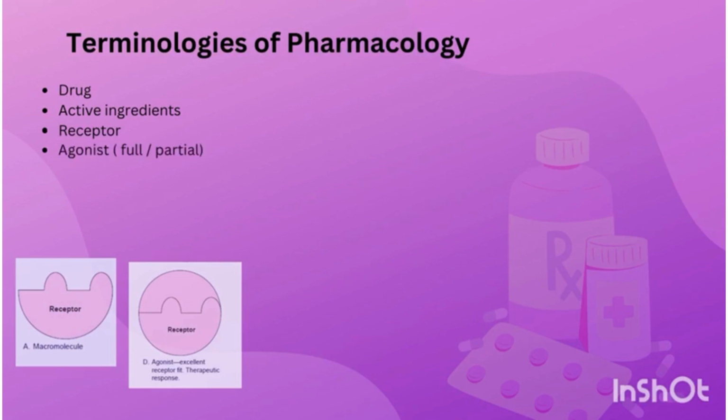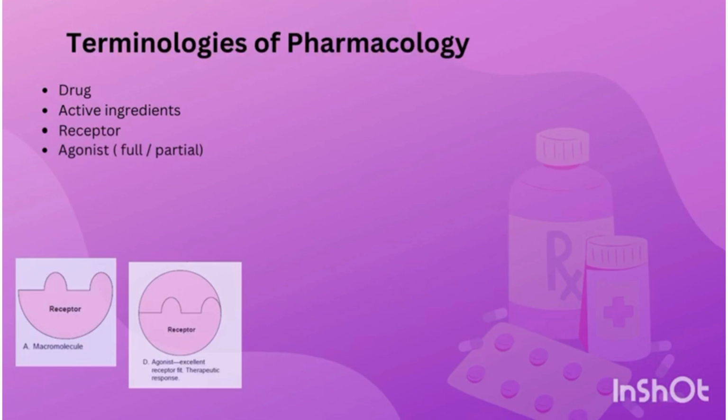Agonist is a type of drug or substance that activates a specific receptor in the body to produce a biological response. It is like a go signal. When the agonist binds to the receptor, it triggers a series of events that lead to particular effect or action in the body. Agonists can have different levels of activity. There is a full agonist and a partial agonist.